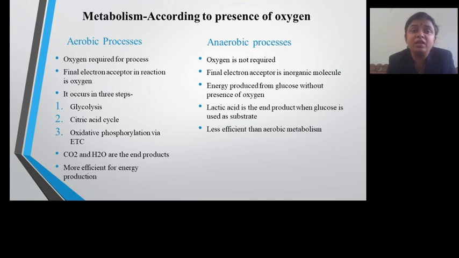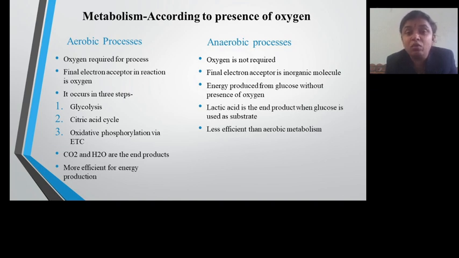Then why do aerobic processes require oxygen? Because in aerobic processes, oxygen acts as a terminal electron acceptor. Examples of aerobic processes include glycolysis, the citric acid cycle and the electron transport chain, where glucose is completely oxidized to carbon dioxide and water molecules. The aerobic processes are more efficient in terms of energy production because here a substrate molecule is completely oxidized.